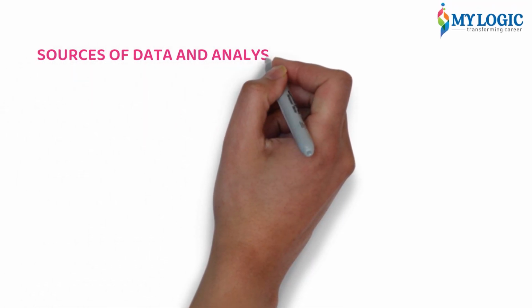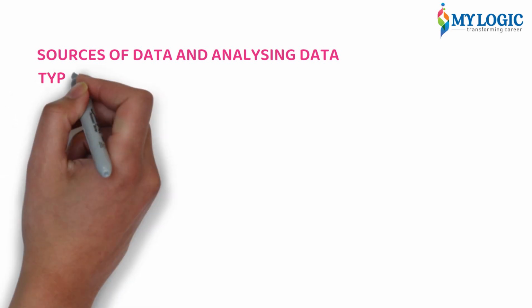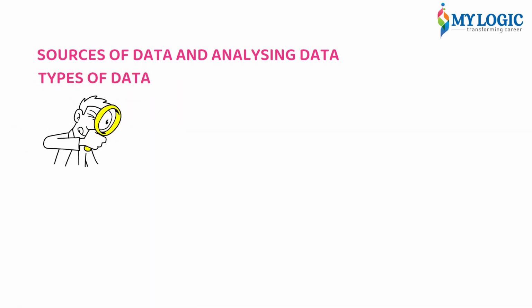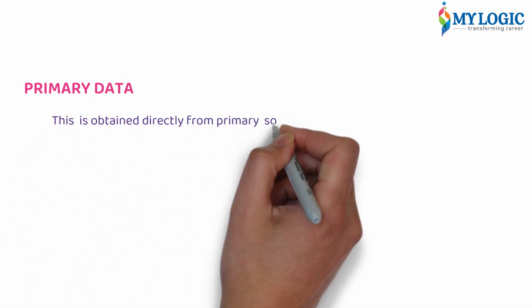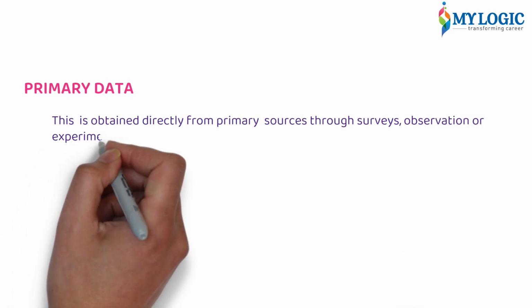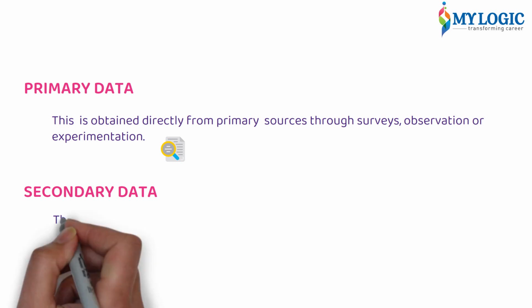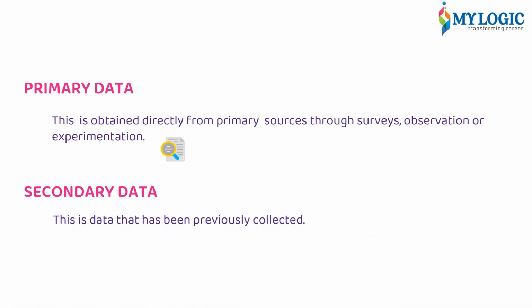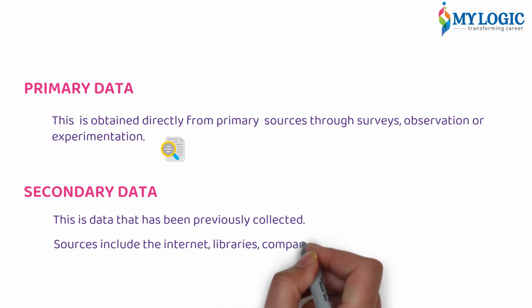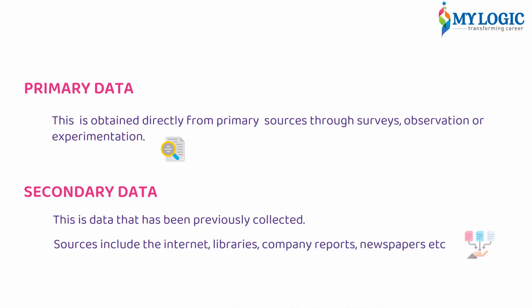Sources of data and analyzing data. Types of data. Let us look into the two types of data: primary, secondary. Primary data is obtained directly from primary sources through surveys, observation, or experimentation. Secondary data is data that has been previously collected. Sources include the internet, libraries, company reports, newspapers, etc.